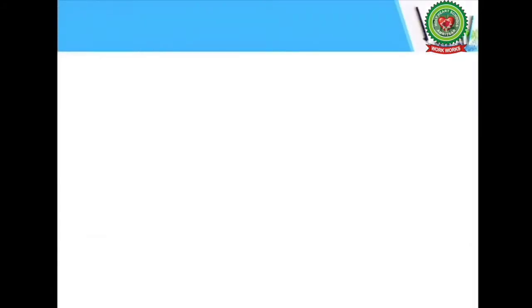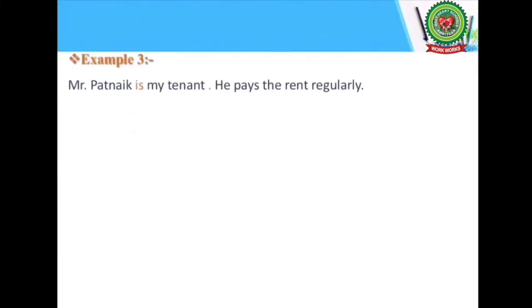Let's see example number 3. Mr. Patnaik is my tenant. He pays the rent regularly. In the same way, we will remove the verb is and put a comma. We will remove the full stop and put a comma here also. We will not repeat the subject and our answer will be Mr. Patnaik, comma, my tenant, comma, pays the rent regularly.